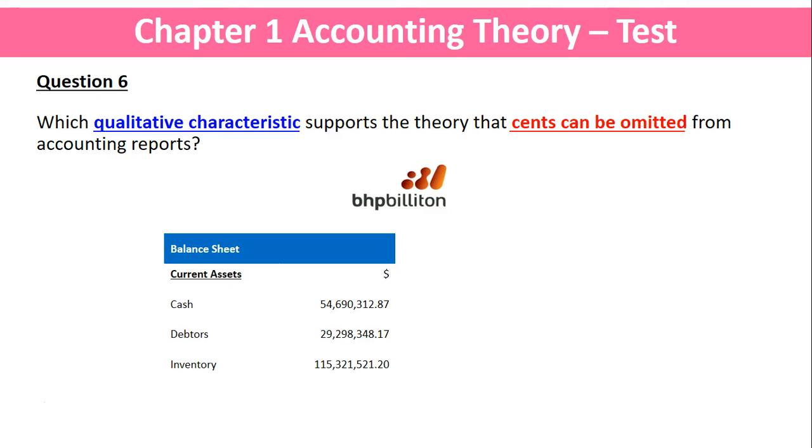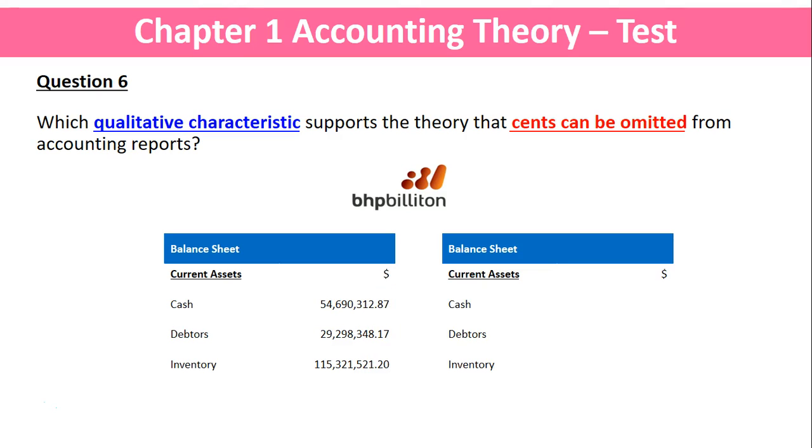Let's take a really big company like BHP Billiton. So its assets in its balance sheet, its cash assets are $54,690,312.87. Its debtors are $29,298,348.17, and so on. So what actually happens in reality is when they publish their balance sheet so we can read it in the public, they sometimes get rid of the cents.